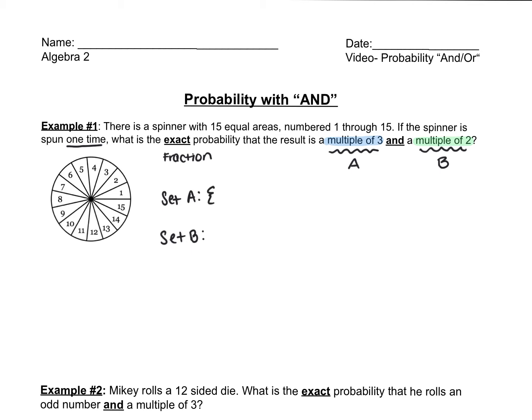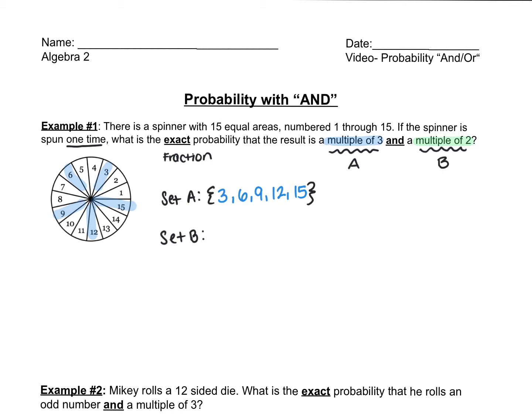So let's use blue to highlight all values that are multiples of 3. Multiples are what we count by, so we're counting by threes. So 3 would be the first one. We can use that. So we've got 3, 6, 9, 12, and 15. So all of those numbers there are multiples of 3. So let's list those in set A. So we've got 3, 6, 9, 12, and 15.